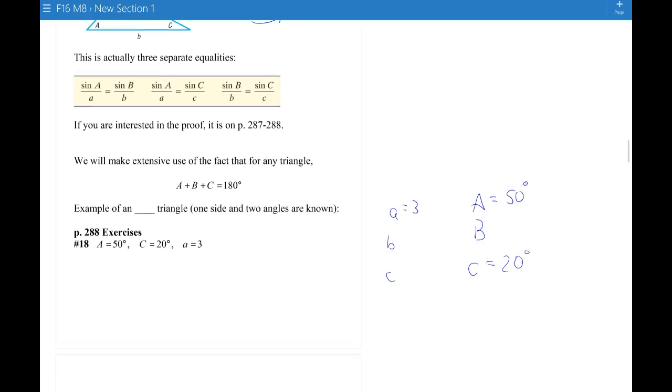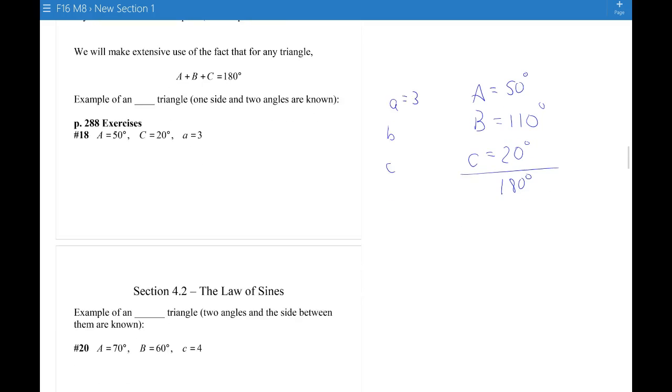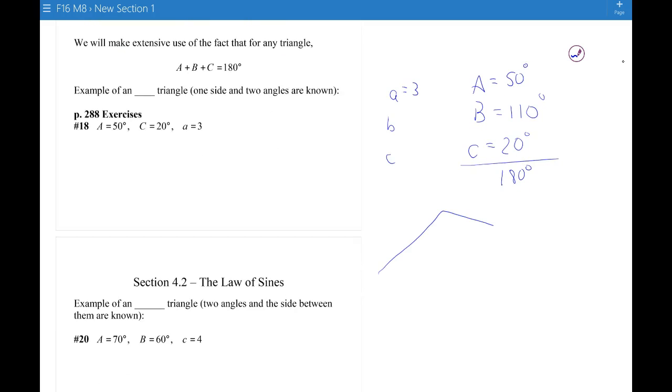So if we know the angles have to add up to 180, then we can see that angle B is equal to 110 degrees. It's not approximate. It's equal because the angles must add up to 180 degrees. So now I can see that this triangle has one really big angle, angle B. So I'm going to draw a triangle with a big angle, angle B, that's 110 degrees.